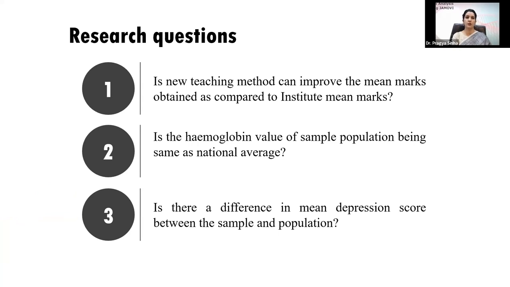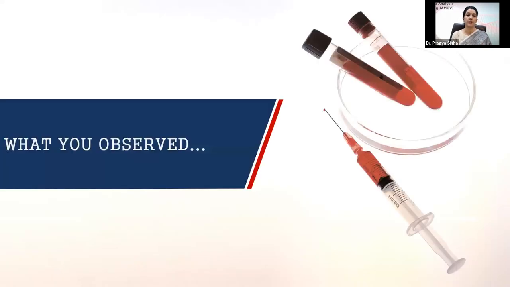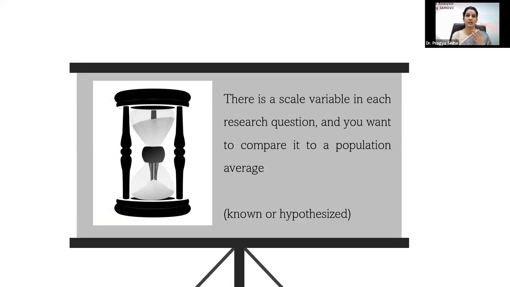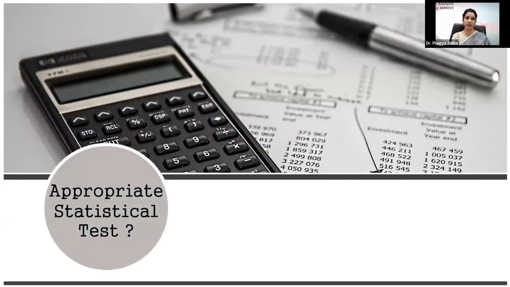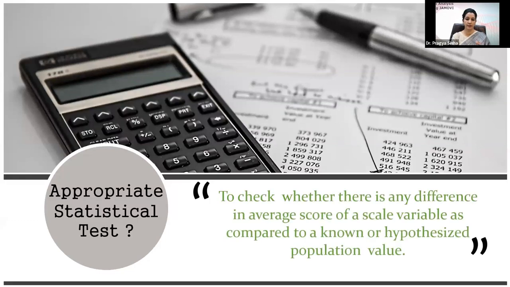Then the third research question could be: is there any difference in the mean depression score between the sample and the population? So in all these three research questions, what can you see? You have seen that there is a scale variable, also known as a continuous variable, and we want to compare it to a population average, which is either known or hypothesized. So the appropriate statistical test for such research questions is the one sample t-test.